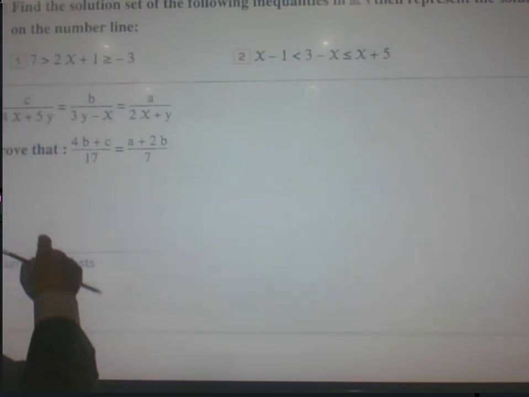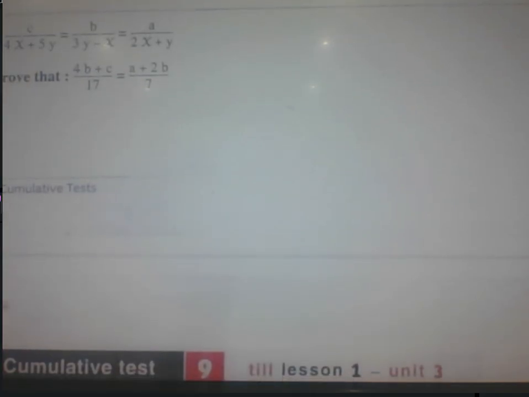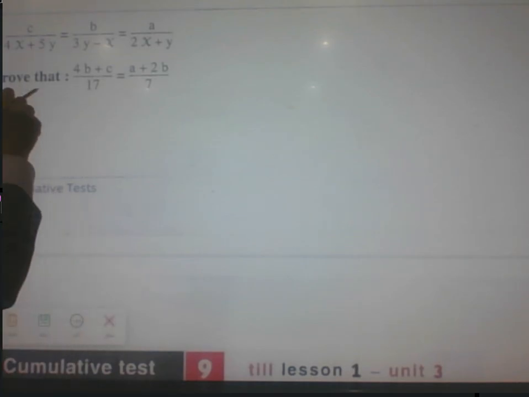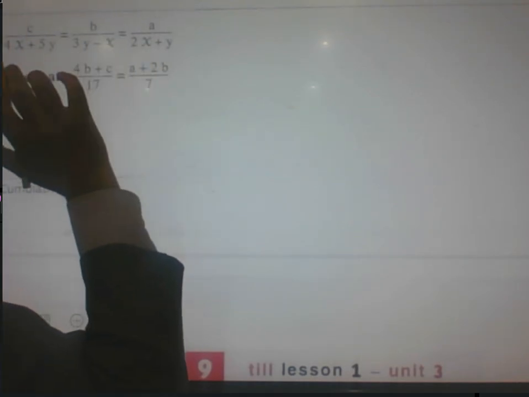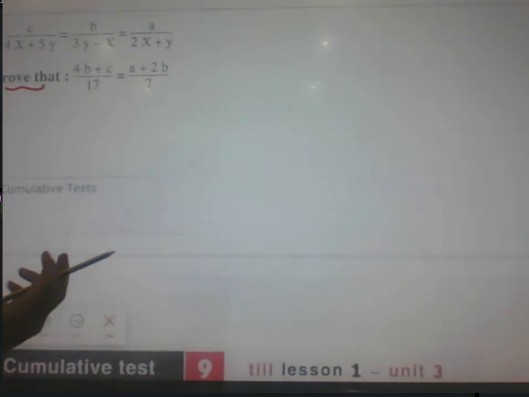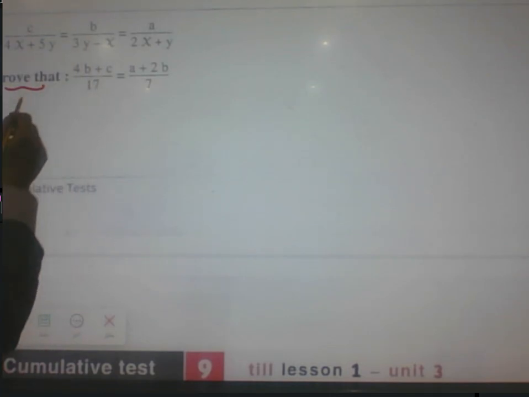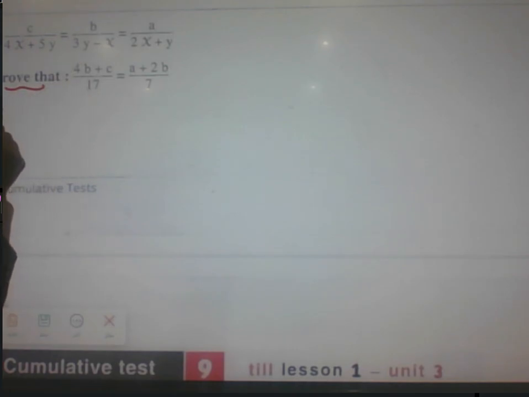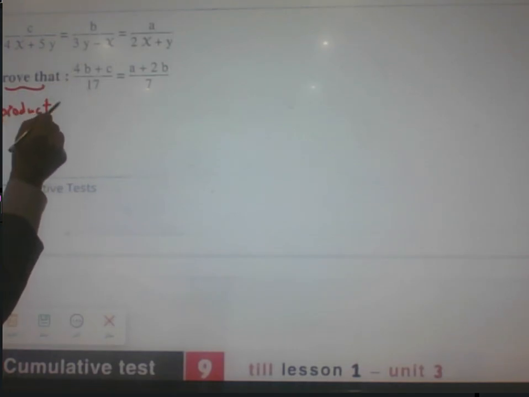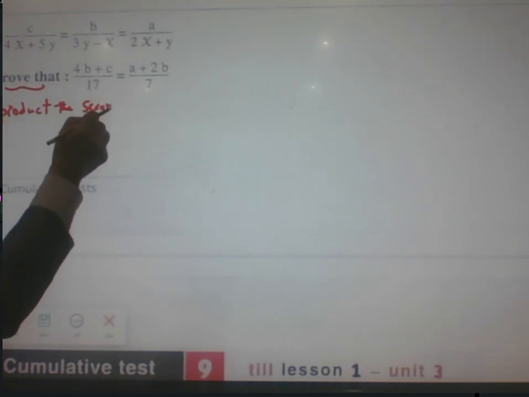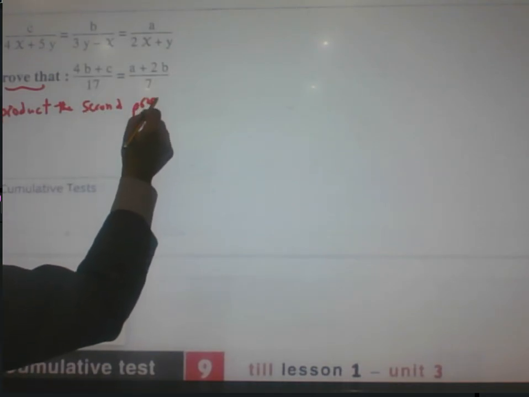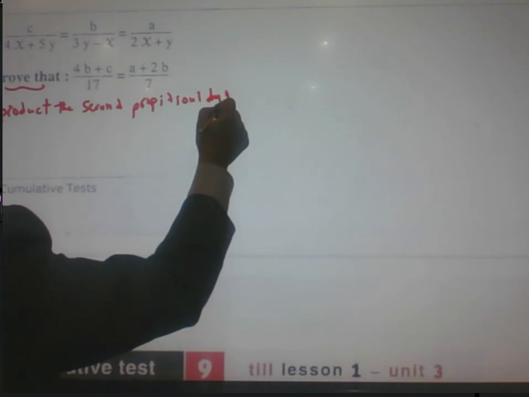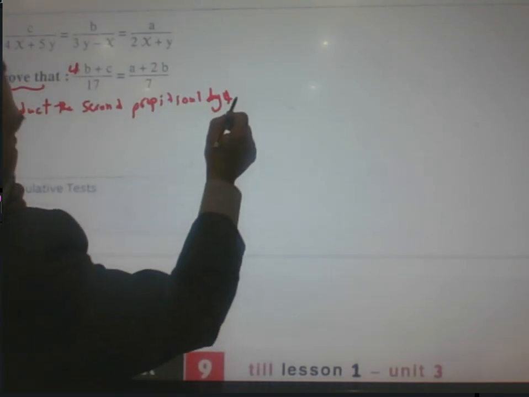Okay, next question, number 3. If C over this expression equals B over this expression equals E over this expression, we want to prove that 4B plus C over 17 equals the left hand side, right hand side, left hand side. How do we solve this? Look here, 4B. The first step, multiply the second proportion by 4. Proportion by what? By 4. Then 8.